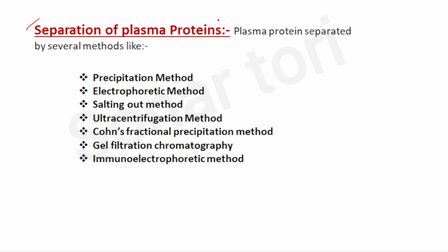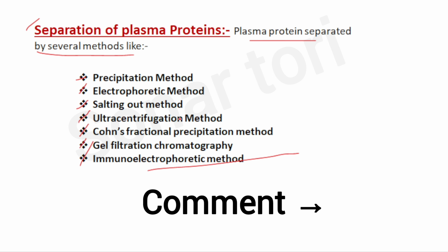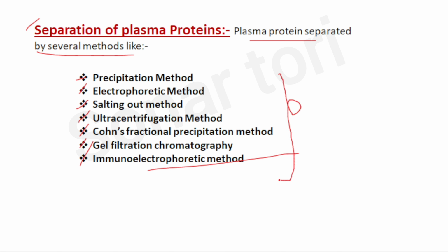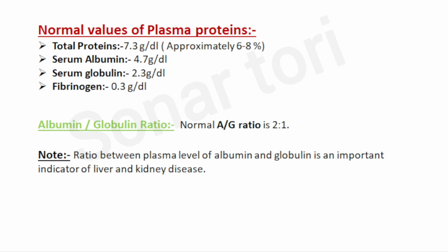Then the separation of plasma protein. Plasma proteins are separated by several methods like precipitation method, electrophoretic method, salting out method, ultracentrifugation method, Cohn's fraction precipitation method, gel filtration chromatography method, immunoelectrophoretic method. In this video, I will not discuss the details of these methods. If you want to know about the separation methods of blood plasma, please comment and I will make another video about this. Then the normal value of plasma protein.